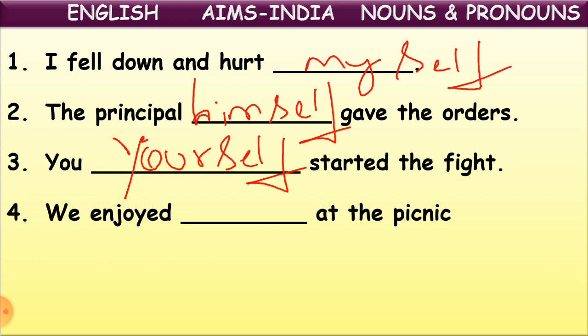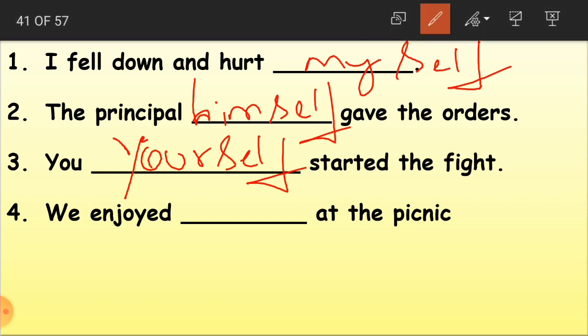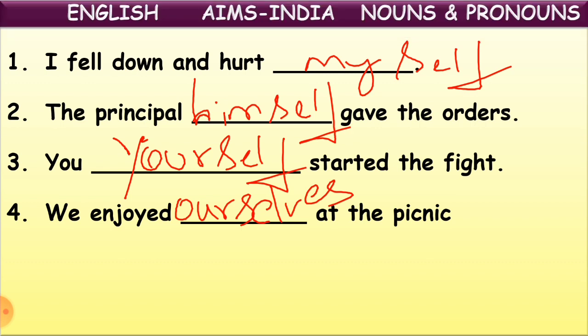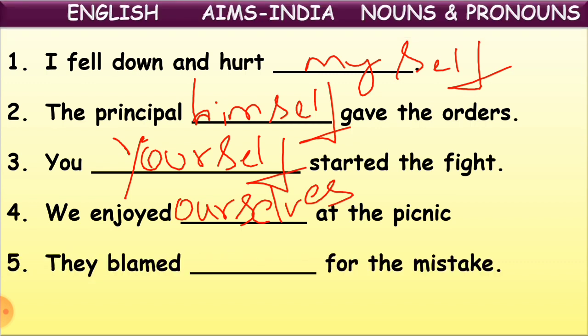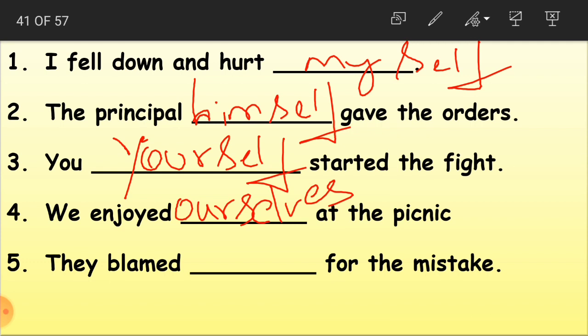We enjoyed dash at the picnic. We enjoyed dash at the picnic. Like we. No, we. We enjoyed ourselves. We enjoyed ourselves at the picnic. Okay. Now the fifth one. They blamed dash for the mistake. They. Themselves.